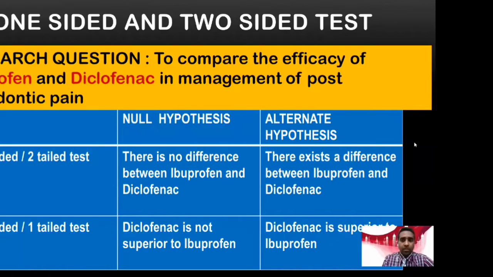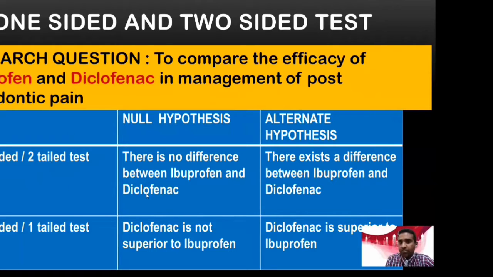The next point is one-sided and two-sided hypothesis. You need to understand when you are going to use a one-sided hypothesis or a two-sided hypothesis. Let me pose a research question. To compare the efficacy of brufen and diclofenac in management of post-endodontic pain, let us consider a conventional two-sided hypothesis testing.